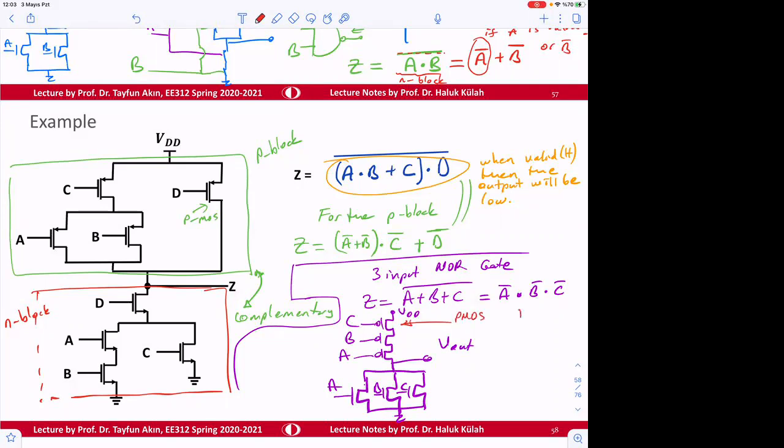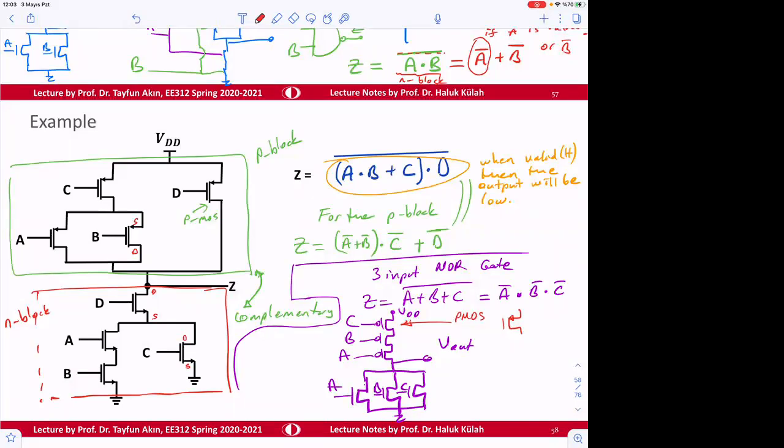Or alternatively, you can draw it like this. And we don't even define the source in these devices. So this is drain and source, whereas this is source and this is drain. Drain, source. Is that okay? You need to tell me if it is okay. Yes, hocam.